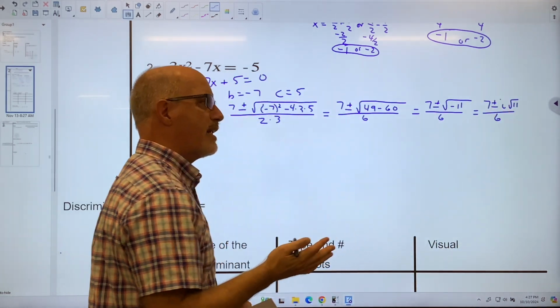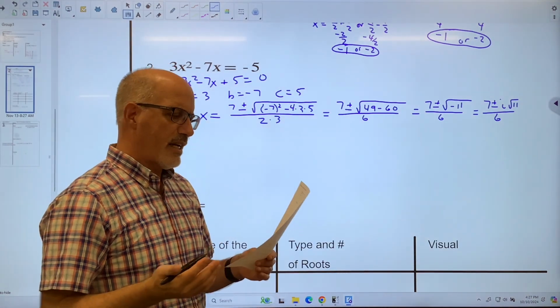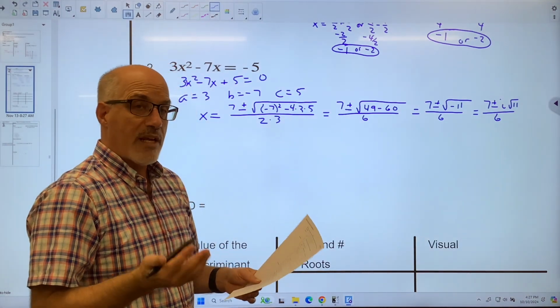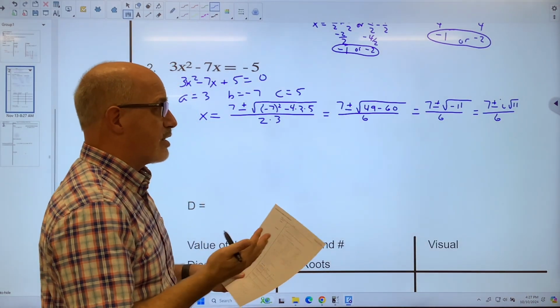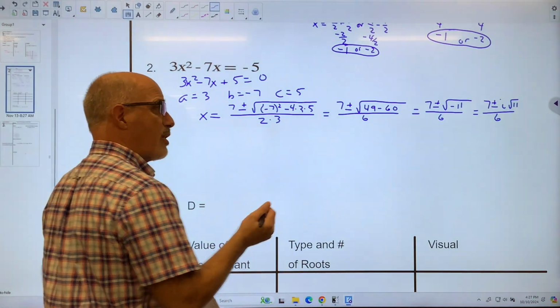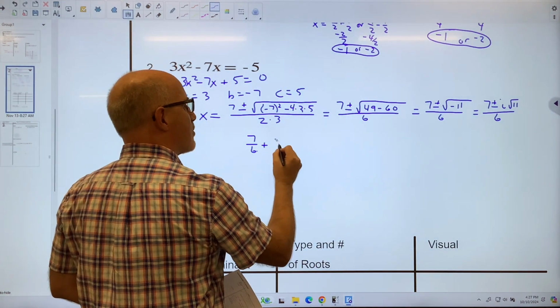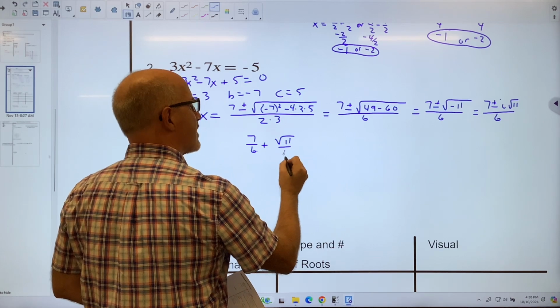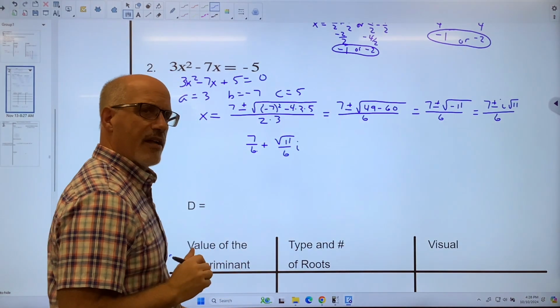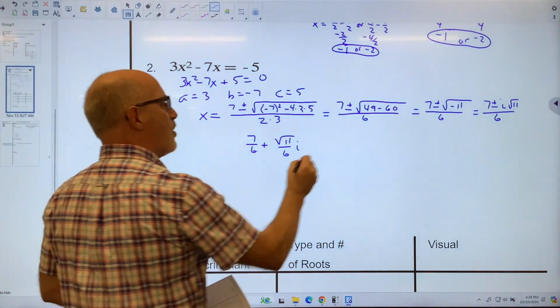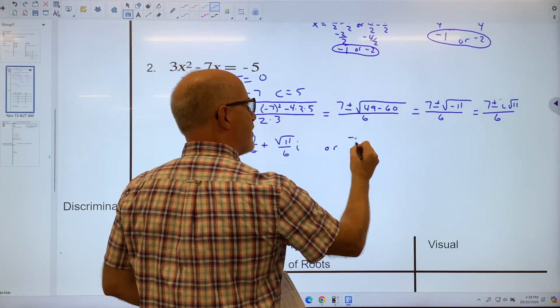Now, let's write it in the form that we like to write it. You can leave the plus or minus in it, or you can separate it. I'm going to separate it here. I'm going to have 7 over 6 plus square root of 11 over 6i. That's a plus bi form. Or the other one would be 7 over 6.